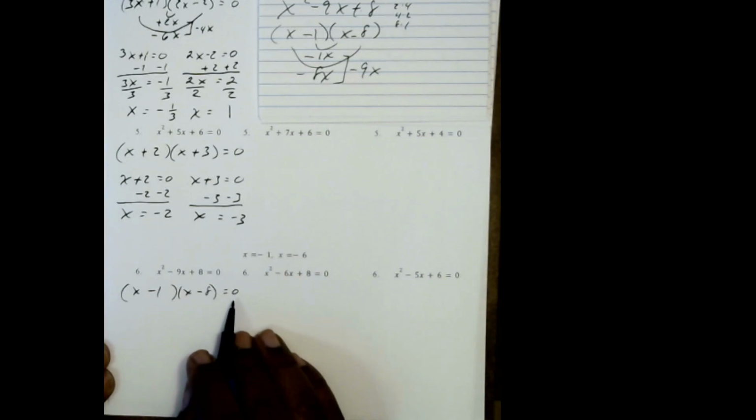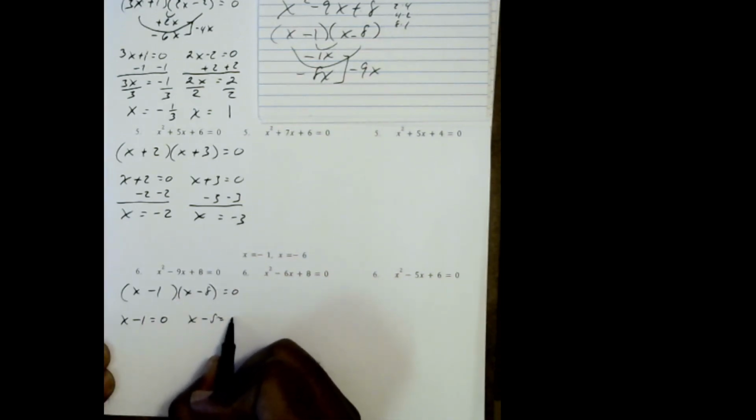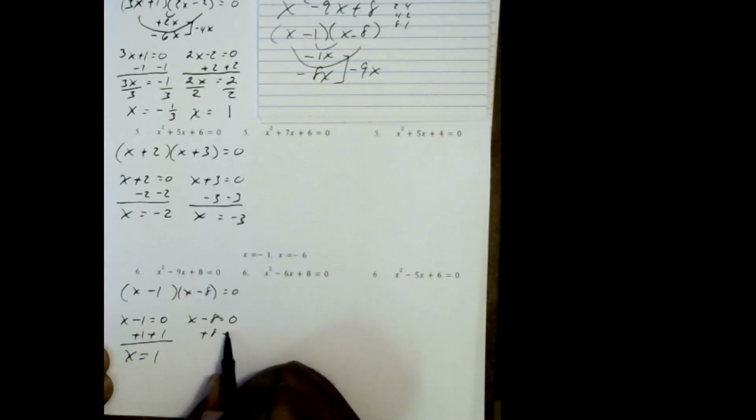Okay, so now we have our two factors set equal to 0. And they're x minus 1 set equal to 0, and x minus 8 set equal to 0. And then we'll solve for x. I'll add 1 to both sides here, and I'll get one of the solutions. X is 1. And I'll add 8 to both sides here. X is 8.